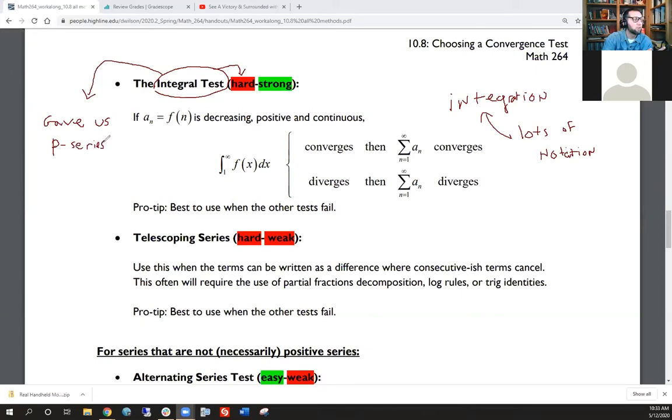And so if you think about how the class is structured, the integral test is easy to understand conceptually, but the reason why we need it is because it gave us our P series, which then became bread and butter when we did our comparison tests later on. Very good.